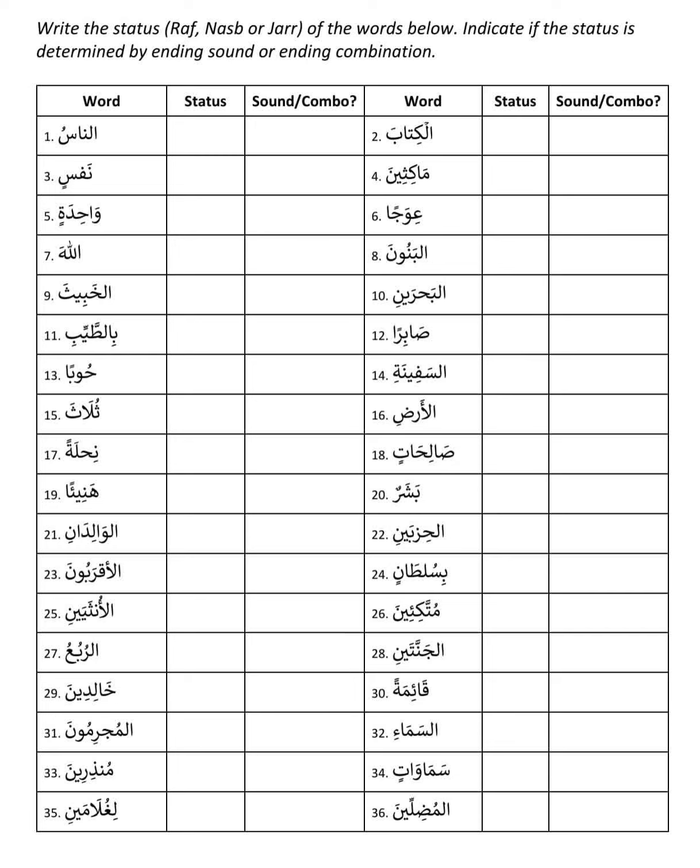First one, An-Nasu. It's like Muslimun, Muslimu. If it is finishing in Dhamma, that is Rafa. An-Nasu is Rafa. Also you need to say whether it is sound or combo. Sound means Muslimun, Musliman, Muslimin, or Muslimu, Muslima, Muslimi. These are endings U, A, I; un, an, in. If ending with these sounds, that is called sound.